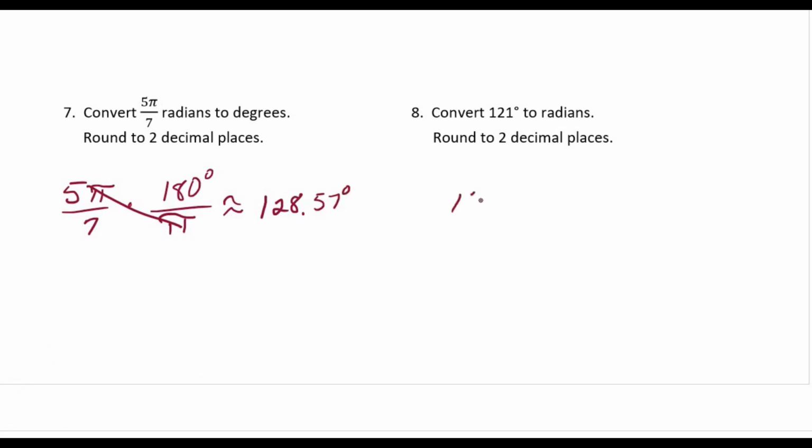Problem 8, we're starting with 121 degrees, and we want to change that to radians. I want degrees to cancel, so I need degrees in the bottom part of my fraction. So I would put this in my calculator with the pi symbol in here because I don't want an exact answer. I want a decimal answer rounded to 2 decimal places. So you just stick all of that into the calculator and you get approximately 2.11 radians.